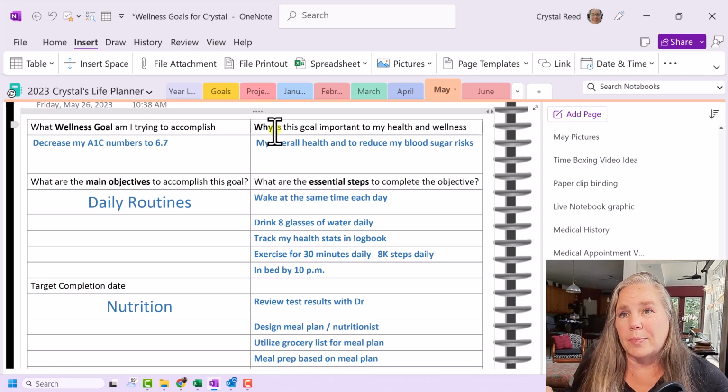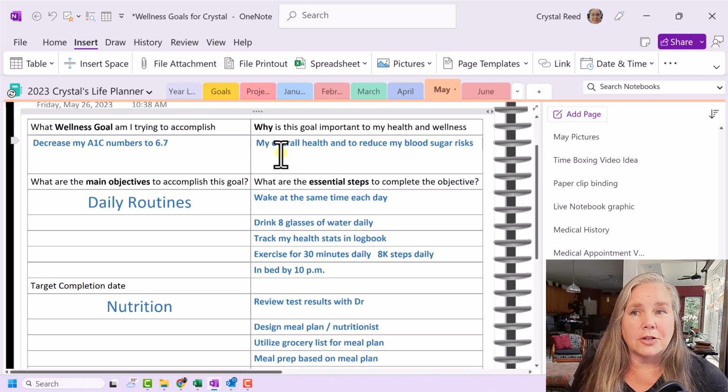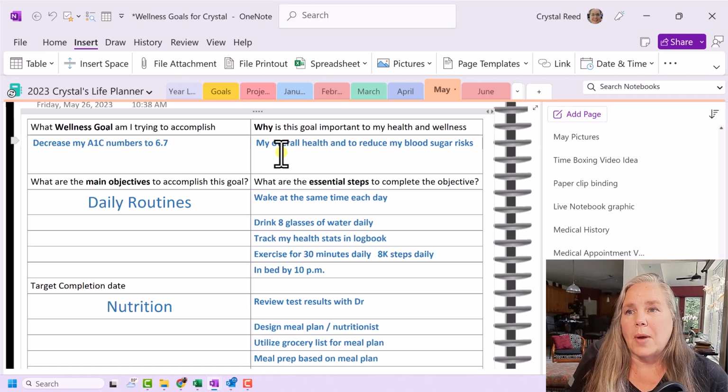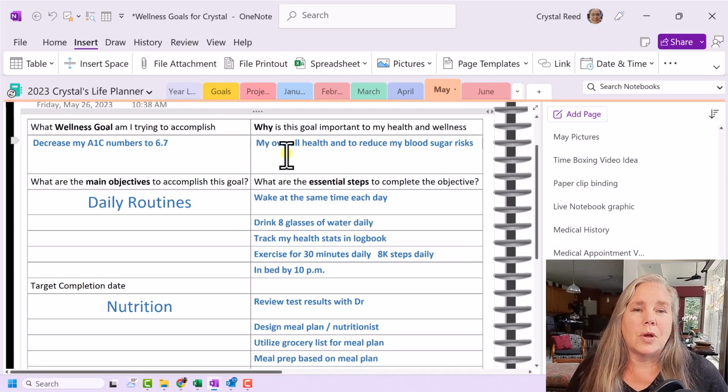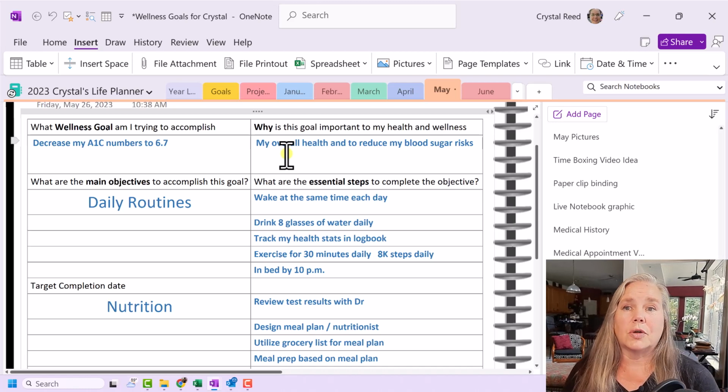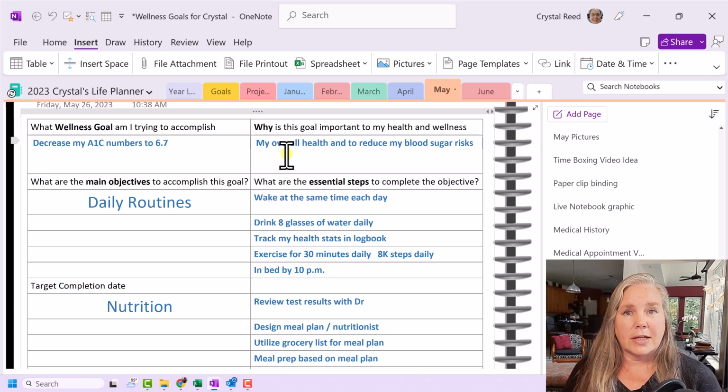Then the next question, always important when you're goal setting, is to figure out your why. Why is this goal so important for you? Okay. And again, underneath of that question, I left a space, and here I again have typed in blue my answer. Why is this goal important to me? Well, my overall health and to reduce my blood sugar risks. Okay. So for those of you who know anything about diabetes, you know that diabetes or high blood sugar can have a really negative effect on your body. And so by reducing my A1C, reducing my overall blood sugar numbers, I am trying to reduce the risk for my entire body through that process. To me, that's my why, and that's very important.